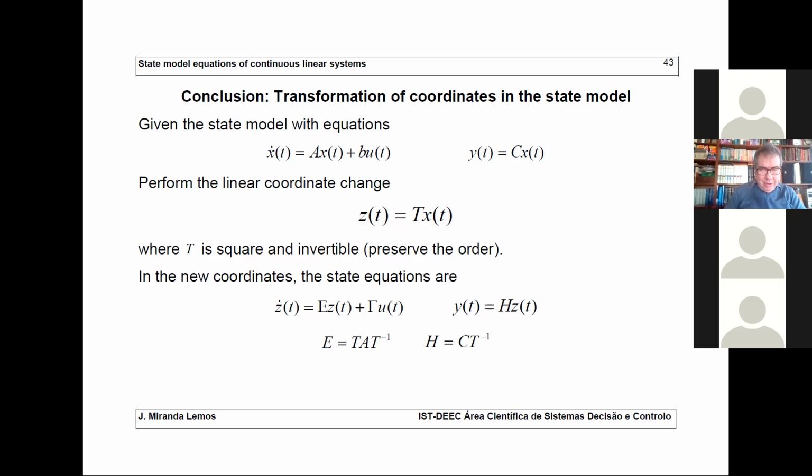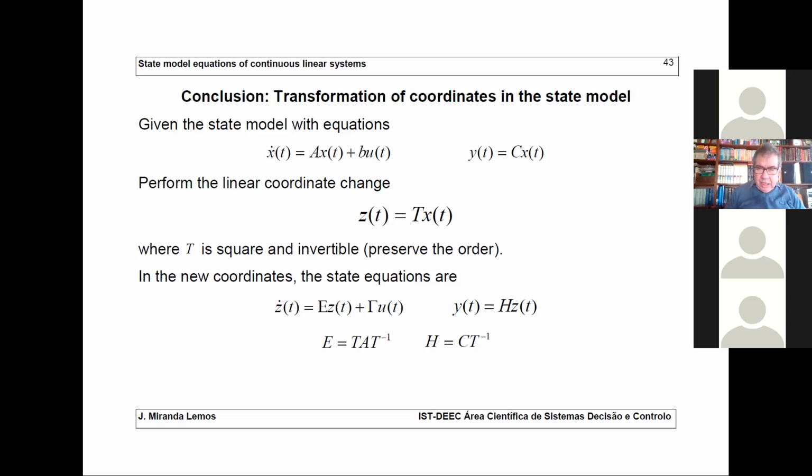Don't you have a hint? It's probably the same. Actually, you can prove that it is the same. It's not obvious. Well, it should be, you know, because the system is the same. What you are doing is changing your point of view. So the relation between the input and output should be the same.